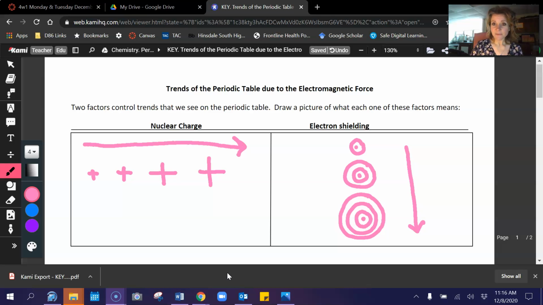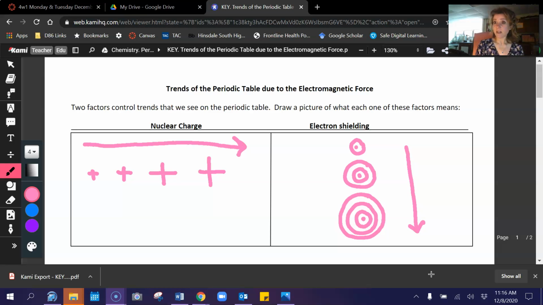My representation for electron shielding shows an arrow off to the side that is moving down, and at the very top we have one ring around a nucleus, and then it moves on to 2 rings, and then it moves on to 3 rings. So as you move down a family, you are increasing the amount of energy levels that are found around the nucleus.